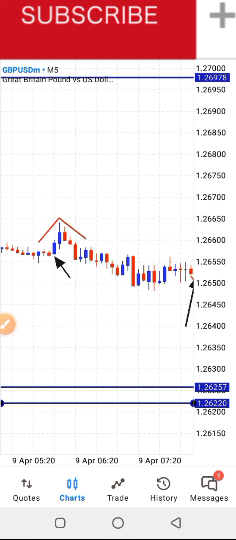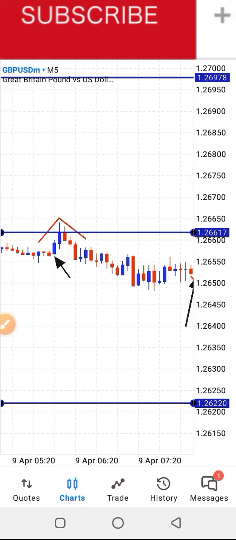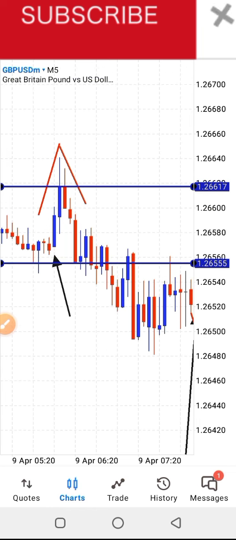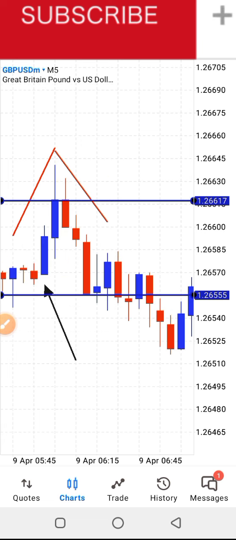Where is my horizontal line? I want to point out the fair value gap. That's why I need my horizontal line. So let's zoom in a bit. So where is my fair value gap? I have it right here.